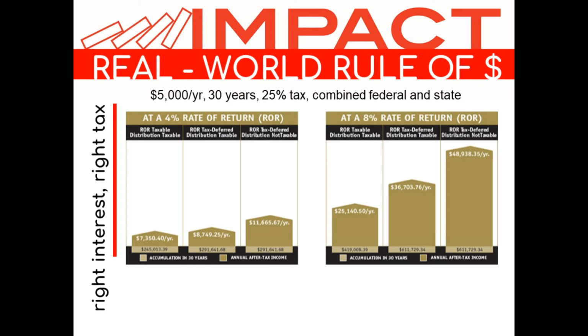If we take the rate of return tax deferred and the distribution non-taxable at 4%, it increases that income to $11,665 per year that we're able to take as a distribution. We jump over to the 8%: $5,000, 30 years at 8%, rate of return taxable, distribution taxable. We grow our money a little bit more to $419,000, and we're able to pull out $25,000 a year, a couple thousand dollars a month. The one in the middle at 8%, the rate of return is tax deferred, so no tax on the growth, and the distribution is taxable. Just changing that one thing, from taxable rate of return to tax deferred, we grow to $611,000, and we're able to, after tax, get $36,700.